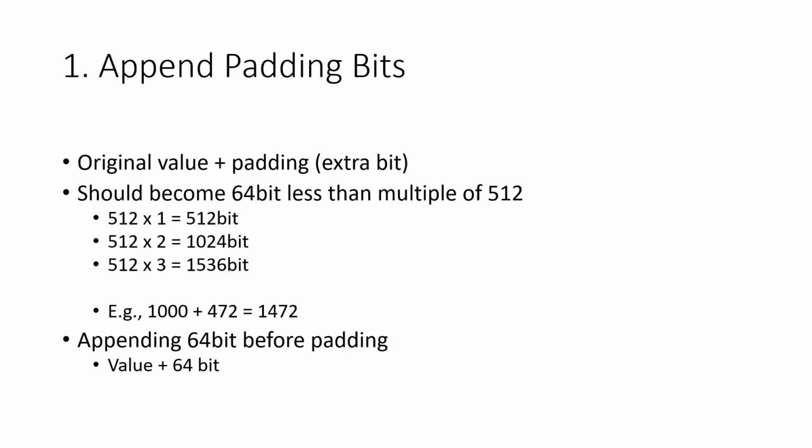The easiest way is to reduce 64 from one of these multiples of 512, and append to the value you have provided up to the nearest such value. If you are given 1,400, what you have to do is pad, I mean append, another 72, so it becomes 1,472. It is exactly 64 bits less than 1,536. Okay, got it? It's that easy.